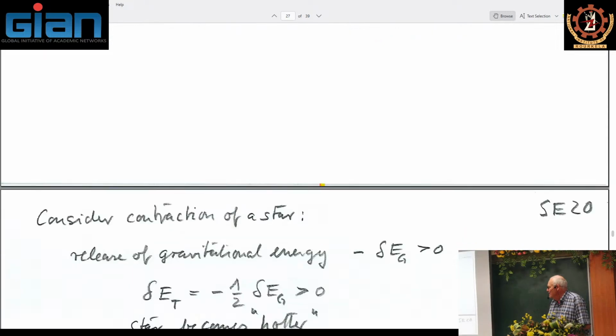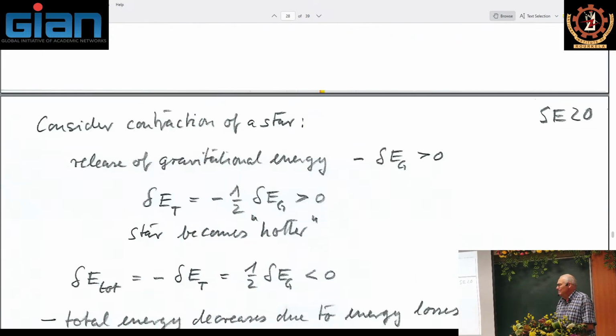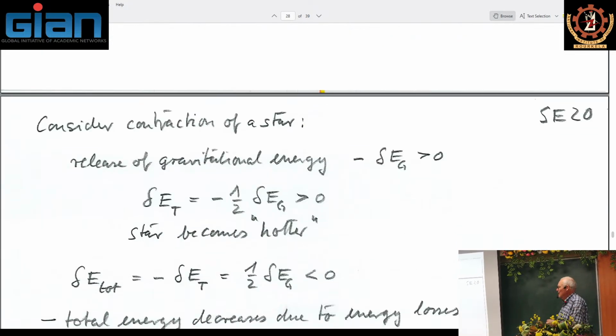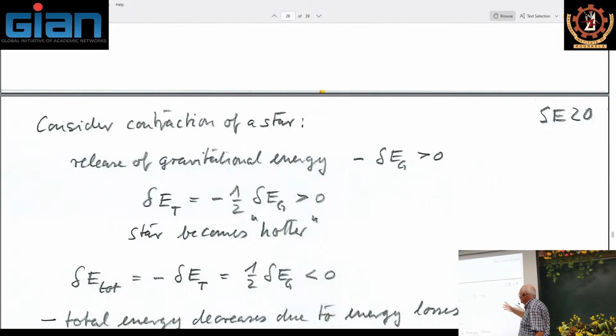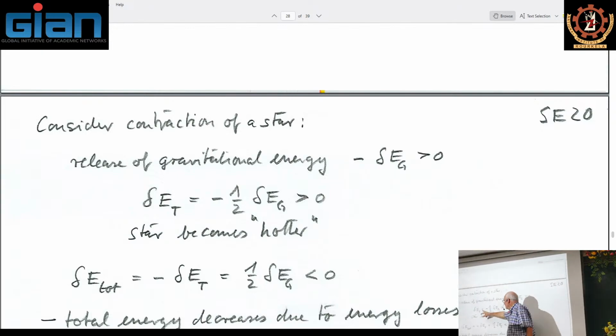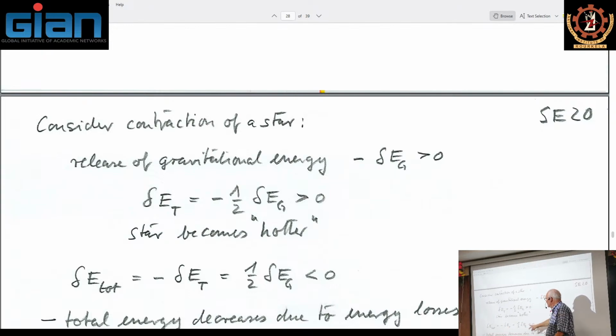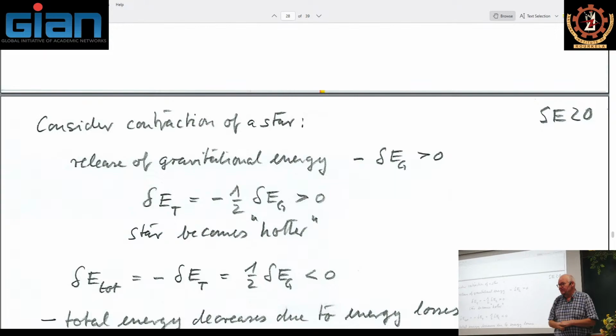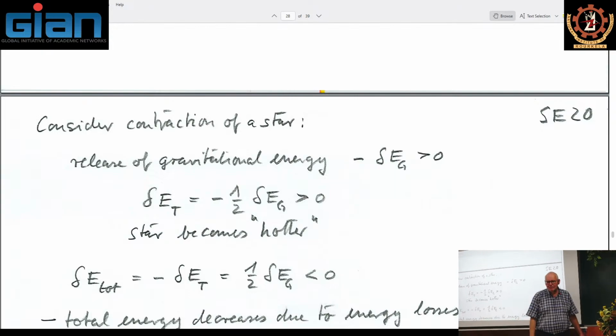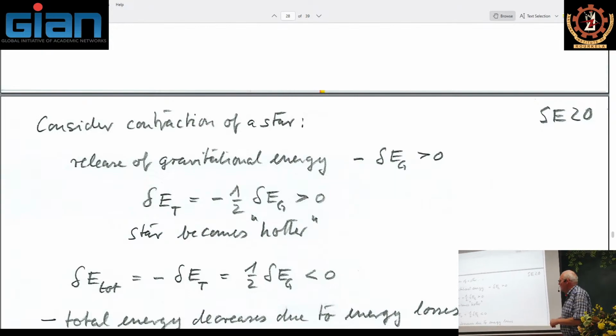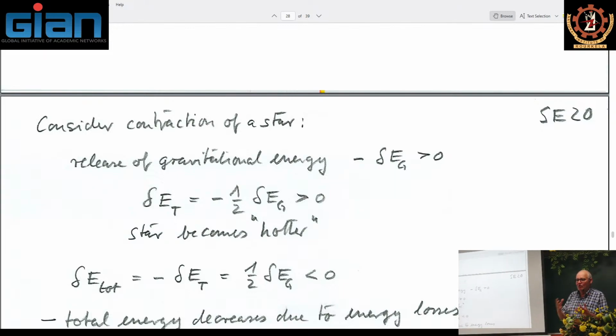So it releases gravitational energy once we contract our star, and according to the virial theorem, the change of thermal energy is -1/2 times the change of the gravitational energy. Once -ΔE_g is bigger than 0, ΔE_thermal is bigger than 0, so the star becomes hotter.